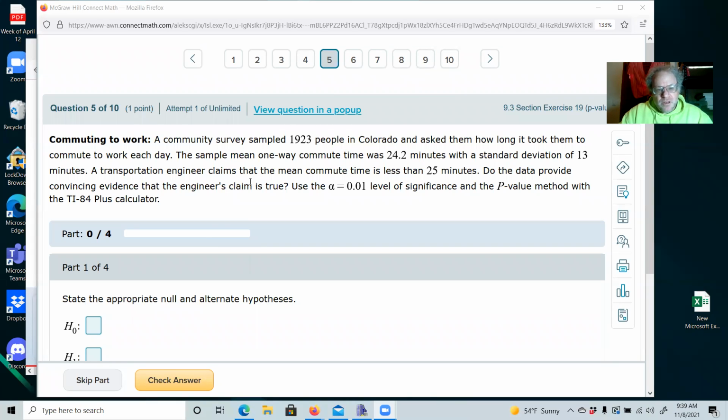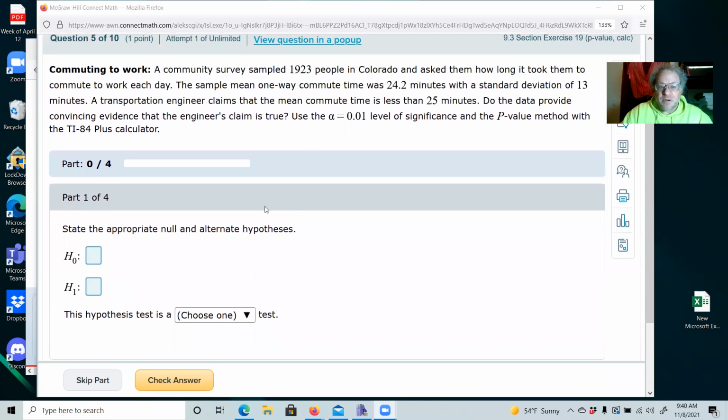Okay, so a community survey sampled 1,923 people as to how long it took to commute to work each day. The sample mean for a one-way commute was 24.2 minutes, standard deviation 13. So this is all referencing the survey here. A transport engineer claims the mean commute is less than 25 minutes. Do the data provide convincing evidence that the engineer's claim is true? Use alpha equals 0.01. And we'll figure the rest of this out.